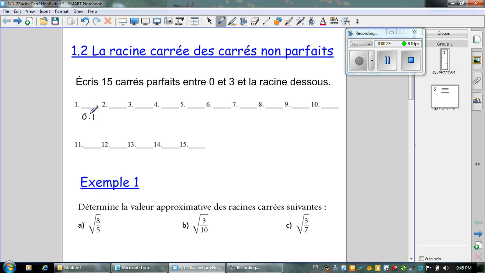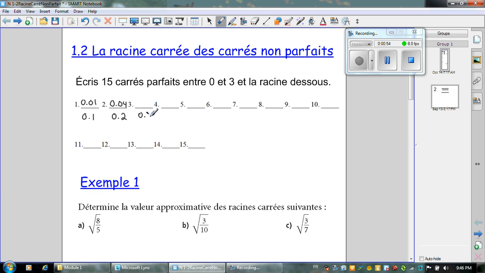So if that's the root, what would be the 1/10 squared? So what is 1/10 of 1/10? That would be 1/100th. The same thing, and we're going to proceed along the same pattern. So 2/10. What's 2/10 of 2/10? That's 4/100ths.